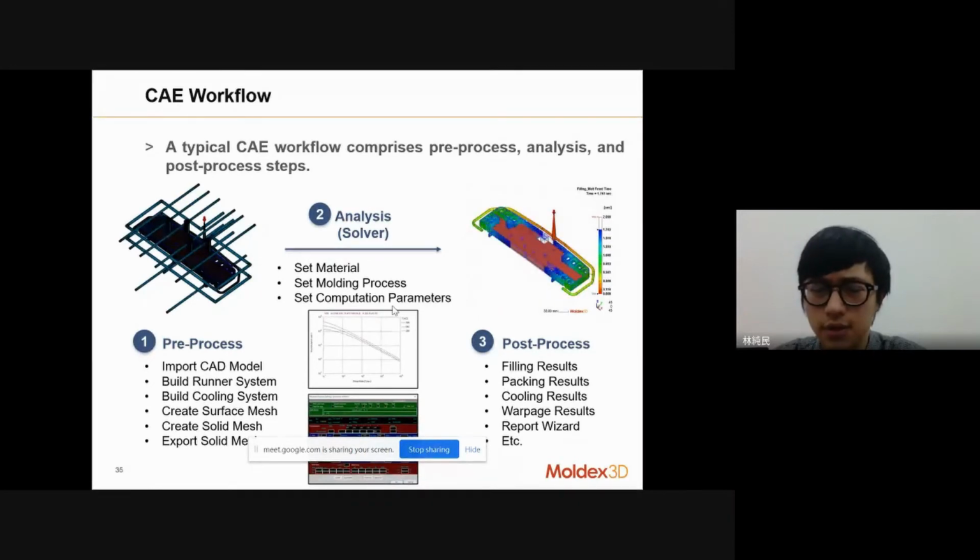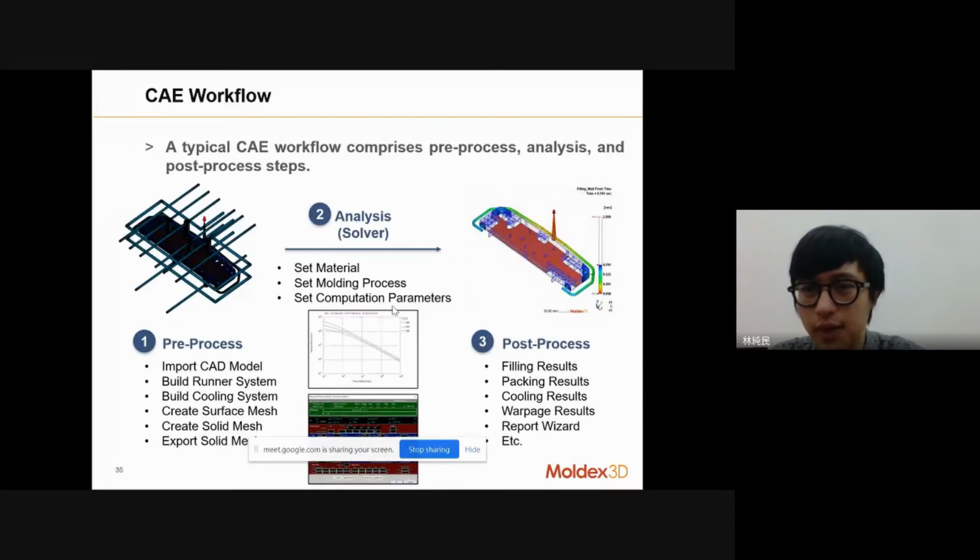For some customers, if they don't need to consider cooling or warpage, maybe they always face a problem in the filling stage. So maybe they only check whether the filling result is already good enough. So this is the filling result.